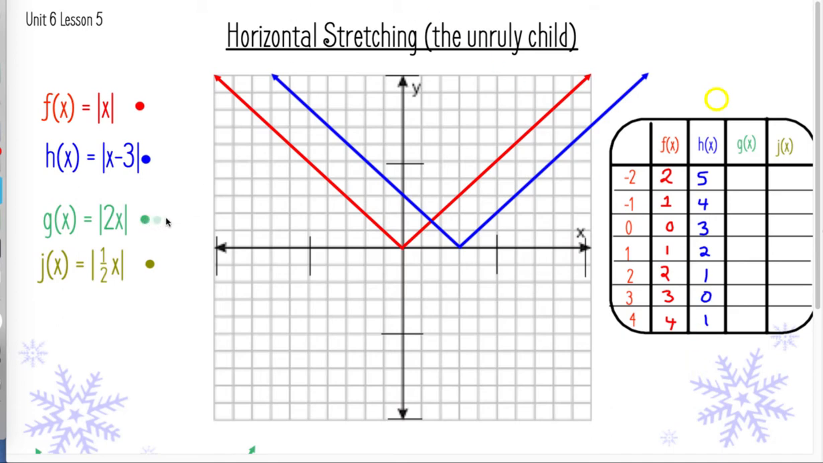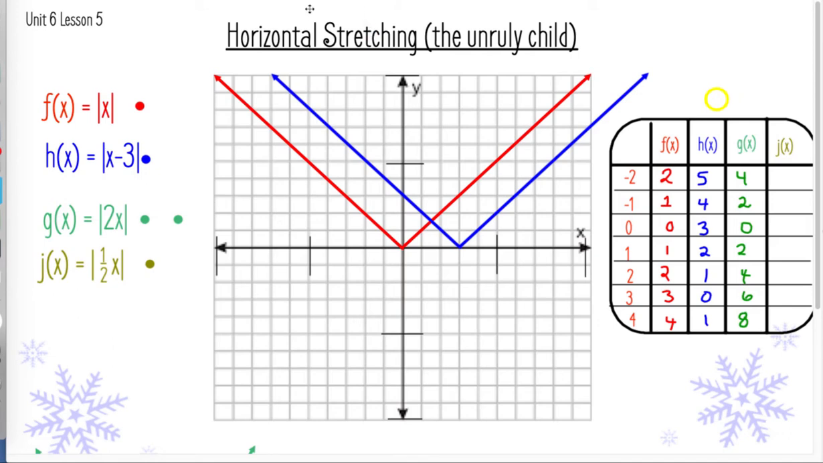All right, green. Now wait a second, it's telling me to double x, then take the absolute value of it. So let's come over here and do that. Double negative 2, I get negative 4. Absolute value is 4. Double negative 1, negative 2, absolute value is 2. Double 0, absolute value of 0 is 0. Double 1 is 2, absolute value. Double 2 is 4, absolute value. Double 3 is 6, absolute value. Double 4 is 8, absolute value.